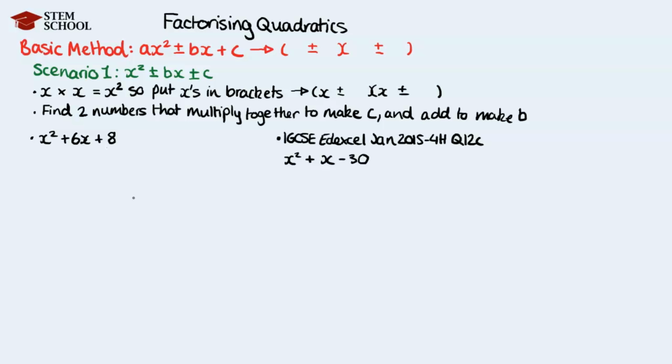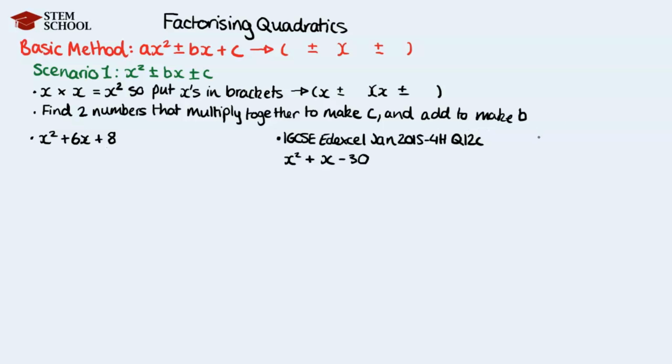Alright, so we're going to start off with the basic method, and there are a few different scenarios it could hit you with. We're going to start with the simplest scenario, which is the form x squared plus or minus bx plus or minus c. The first step is to appreciate that x times x is equal to x squared. So you just put these x's in the brackets, and we can set up the final answer like this, because we know the first term already. Now we have to find the two numbers that multiply together to make c and add up to make b.